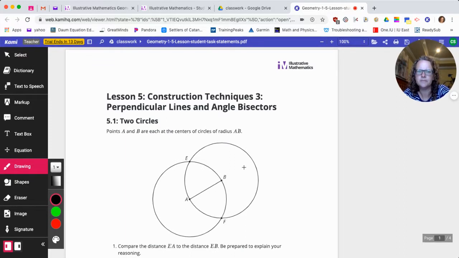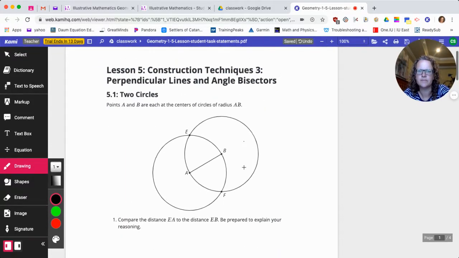All right, points A and B are each at the center of circles of radius AB. So circle A has radius AB. Circle B has radius BA. Compare the distance EA to the distance EB. Be prepared to explain your reasoning.